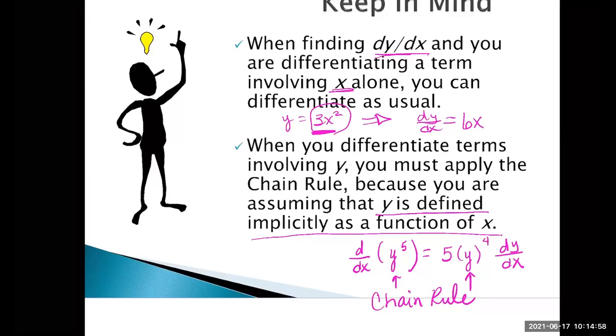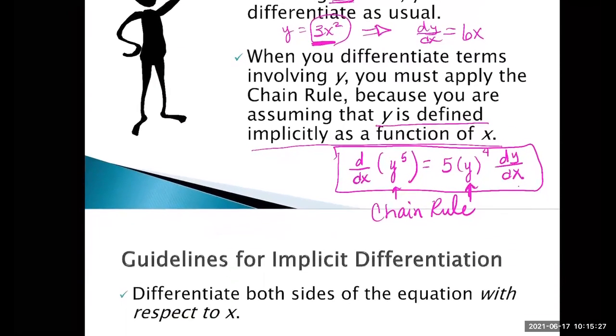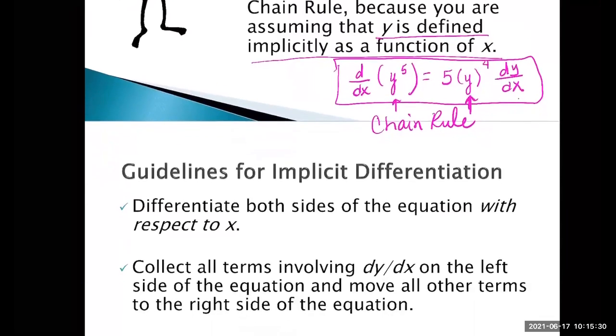So any questions about that before we go on? And if you can remember that every time you take the derivative of something with a y in it, you have to use the chain rule, that really is where you're using implicit differentiation. And the derivative of the inside function, the derivative of y, is dy dx. And once you feel comfortable with that, you're going to do great with implicit differentiation.